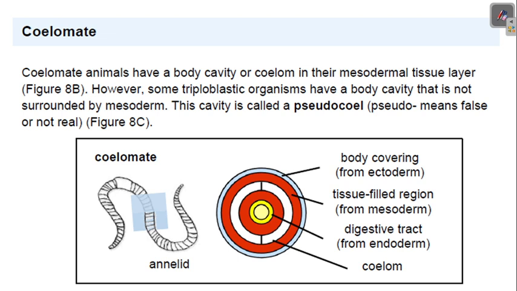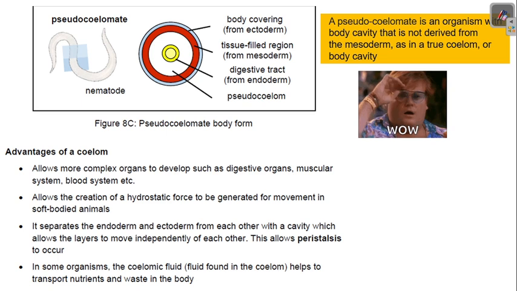Then your coelomate organisms have a true body cavity, or a coelom, in their mesodermal tissue layer. However, some triploblastic organisms have a body cavity that is not surrounded by a mesoderm. These are known as pseudocoelomates, right? So what are pseudocoelomates? Organisms that have a body cavity, but the body cavity does not have a mesoderm covering it. So let's look at a pseudocoelomate. A pseudocoelomate is an organism with a body cavity that is not derived from the mesoderm, right?